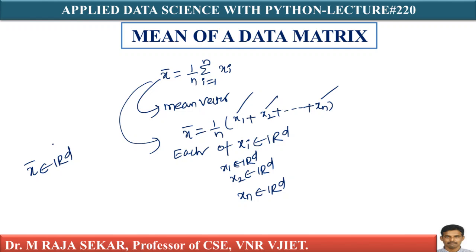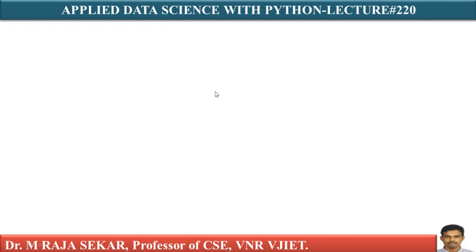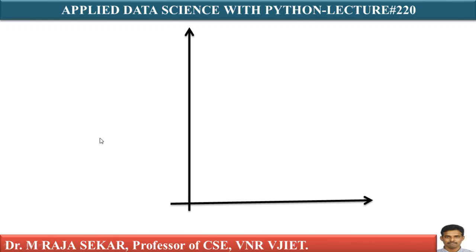What does it mean geometrically? Let's understand the geometric interpretation of a mean vector. Imagine I have two features. Again, we will always understand it in two dimensions. Let me say this is my feature 1, this is my feature 2.